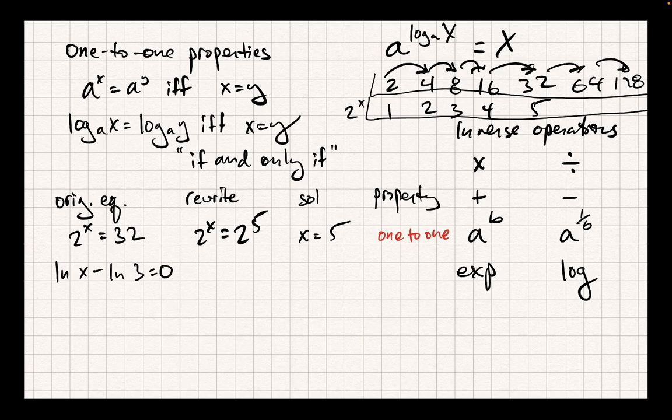I could have said log base 13.014 of x minus log base 13.014 of 3 equals 0. Oh, x equals 3. Let's rewrite it real quick. What's on the right side?